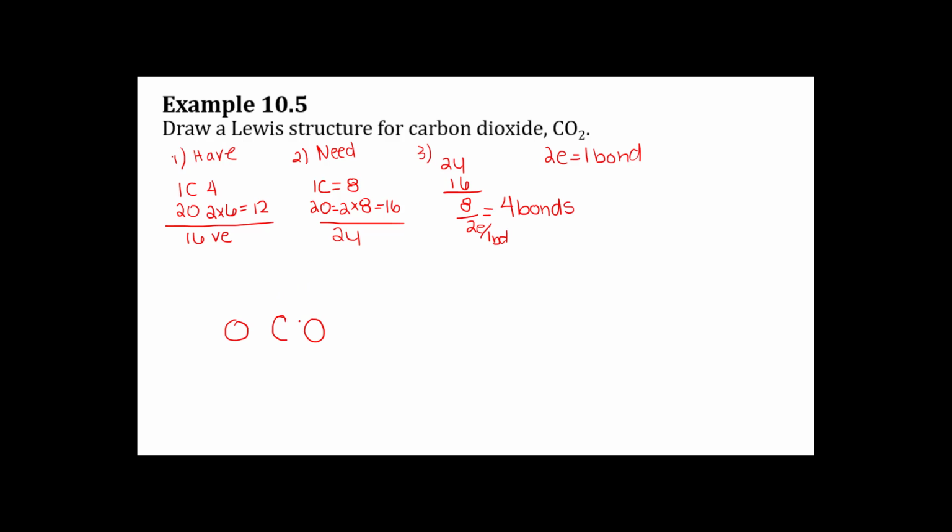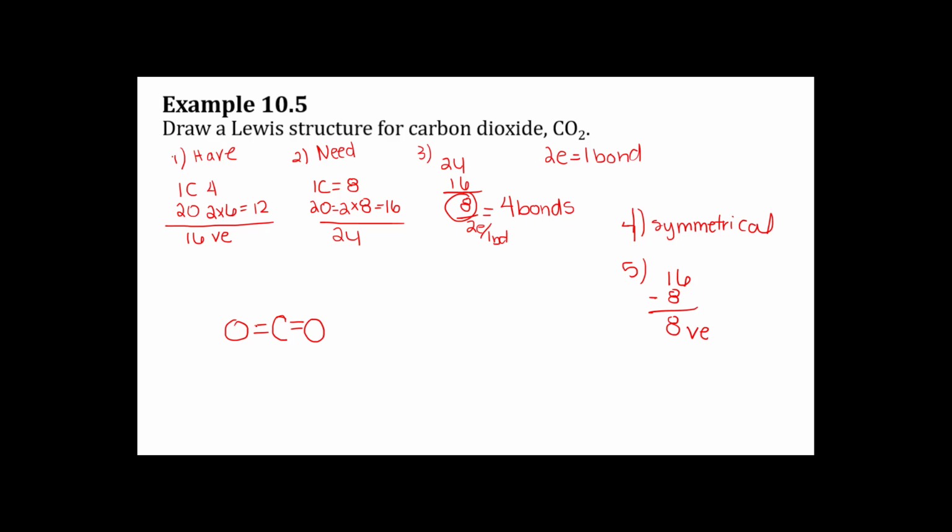I have 4 bonds I need to fill in. So 1, 2, 3, 4. Now I need to determine my valence electrons. This is symmetrical, so keep it as symmetrical as possible. Determine the rest of them that you still have to add to this compound. So I have 16. I used 8. So let's subtract the 8. I have 8 valence electrons I need to surround this with.